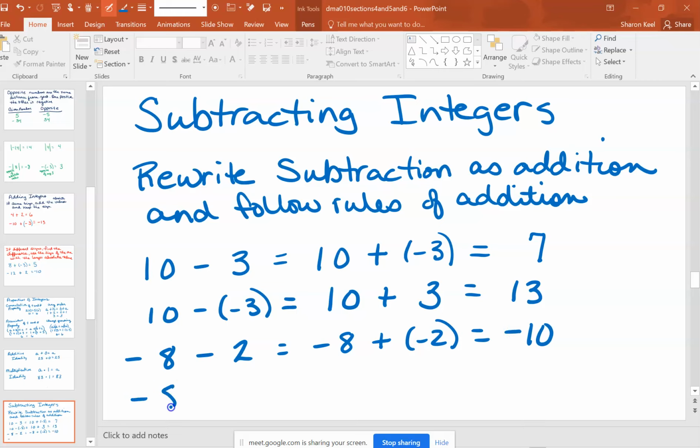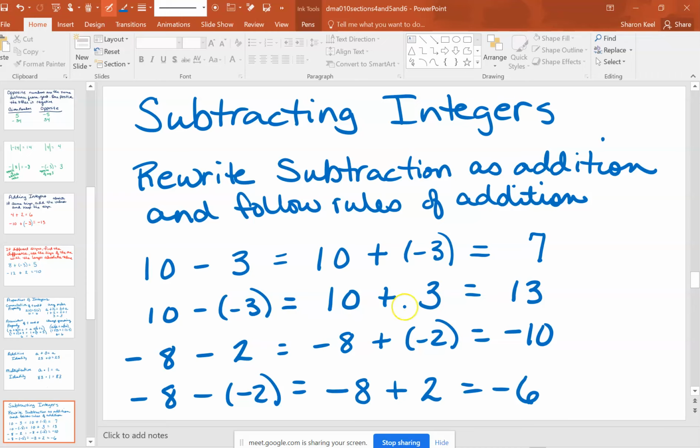But if I had negative 8 minus negative 2, the 8 stays the same, change. And a lot of people, you would hear the term keep, change, change. So that's technically what you're doing. You may have heard that in times past. The negative 2 becomes a positive 2. They have different signs. You find the difference, which is 6. The larger absolute value is for the negative 8, so that would be a negative 6.